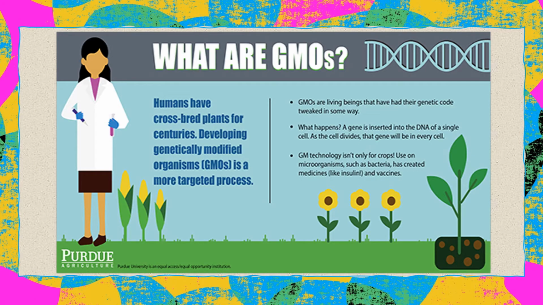In this infographic, it's still about GMOs. Humans have crossbred plants for centuries. Developing genetically modified organisms is a more targeted process. GM technology isn't only for crops. Use on microorganisms such as bacteria has created medicines like insulin and vaccines.